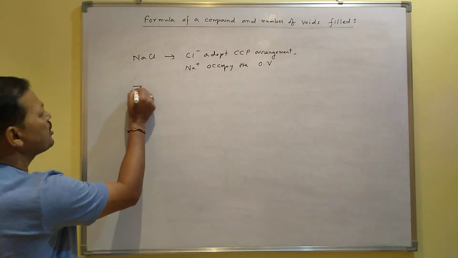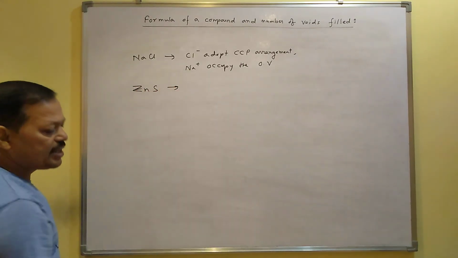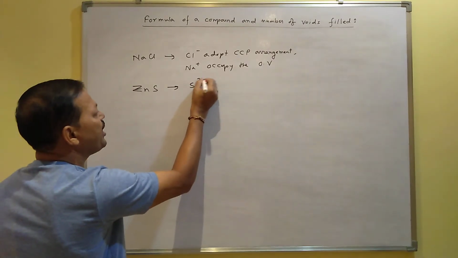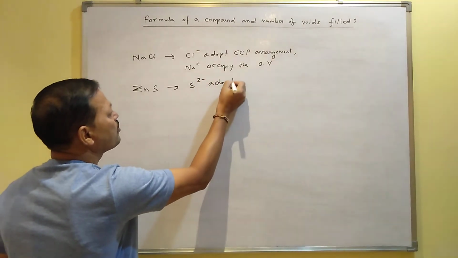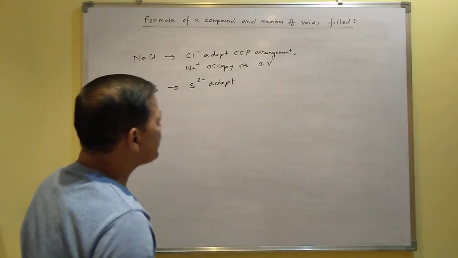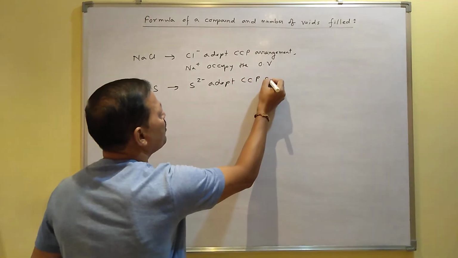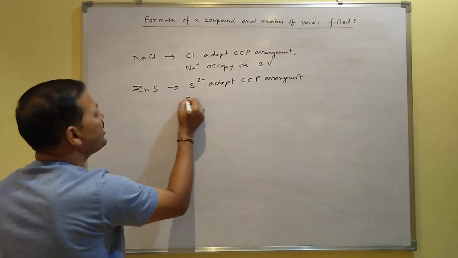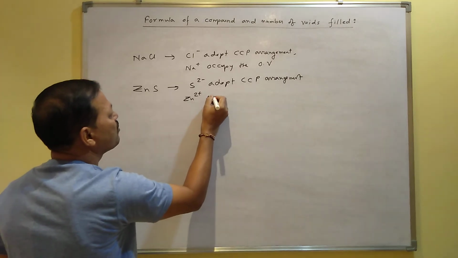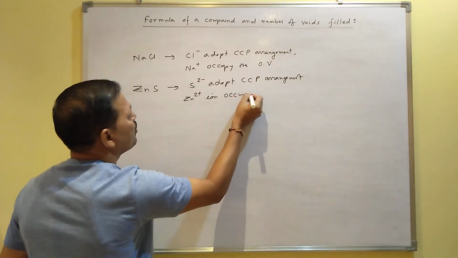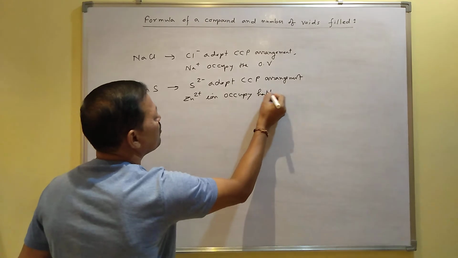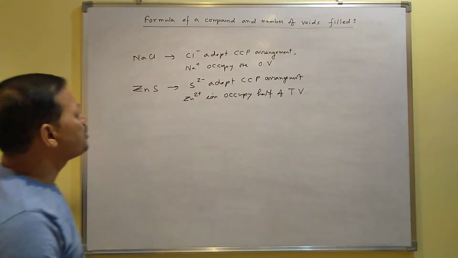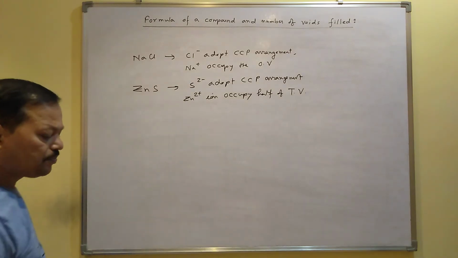This is one formula, ZnS, zinc sulfide. This is also one example of an ionic solid. So here sulfide ion S2 minus adopts the CCP arrangement, I mean FCC arrangement, and the Zn2 plus ions occupy half of the tetrahedral voids. Then the ratio also becomes 1:1. So this is the structure of zinc sulfide.